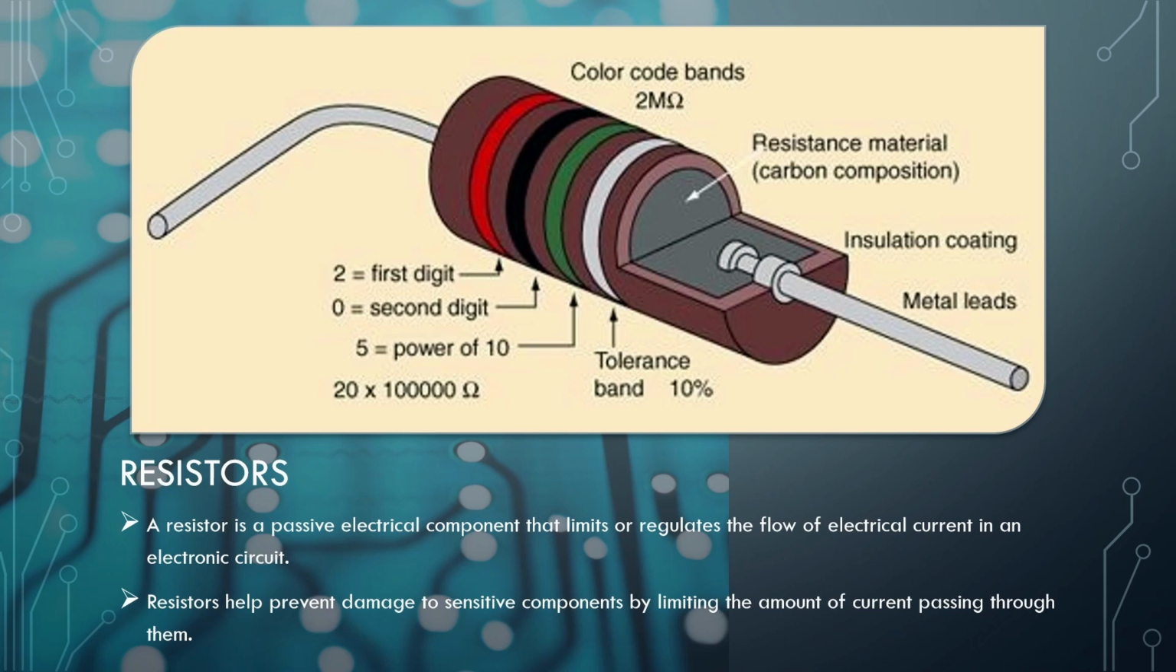There are two main types of resistor. One of them is a fixed resistor that has a fixed constant resistance and is used in our daily life. Another type is a variable resistor that allows adjustment of resistance.